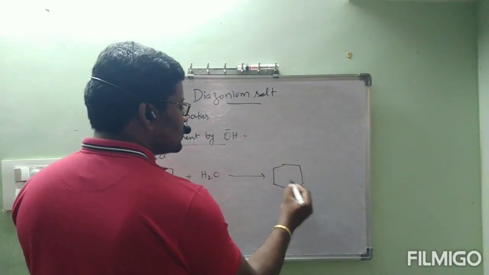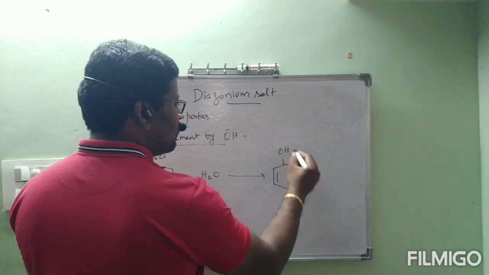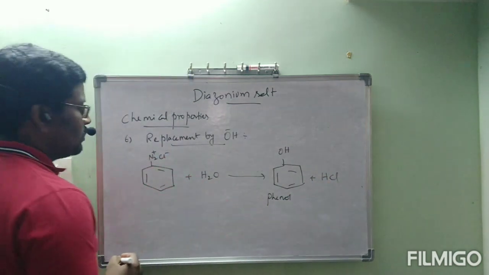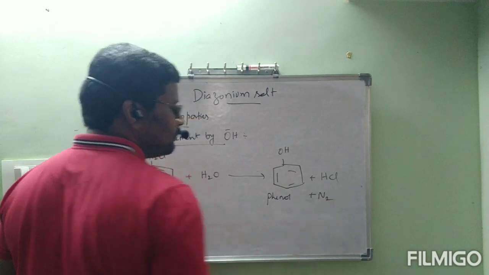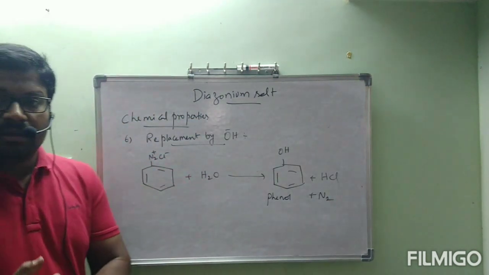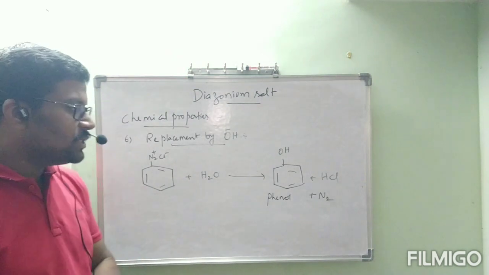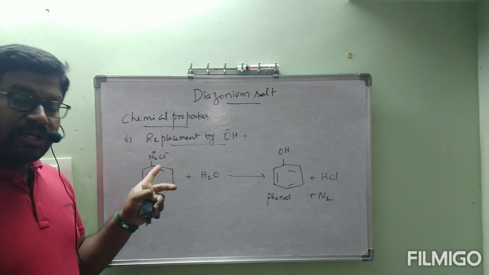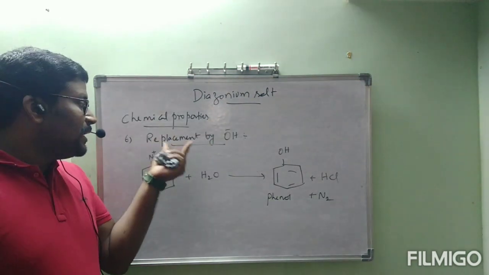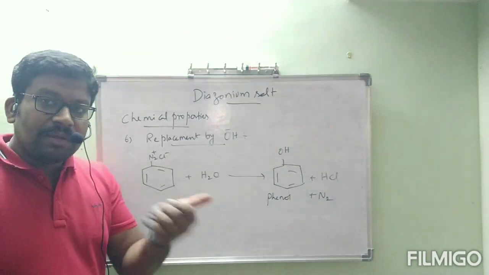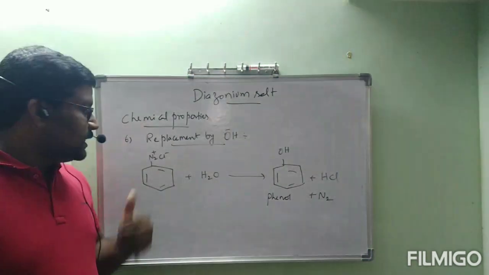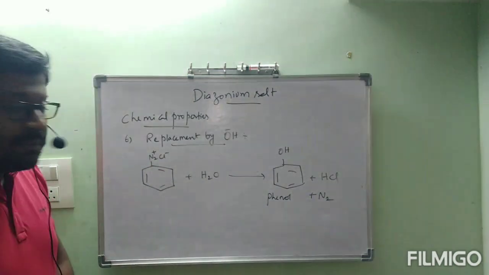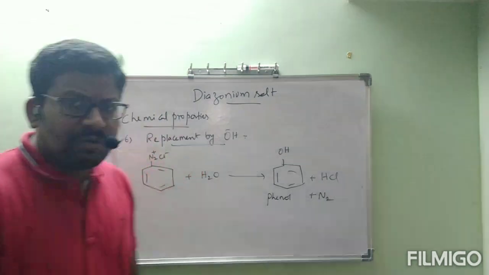This is one of the important conversions. Phenol plus HCl plus N2. Every time N2 is common. Nitrogen gas will be evolved commonly from benzene diazonium chloride. This is replacement by OH. Which group is going to replace this diazonium group? That is the OH group. That is the meaning of replacement of the diazonium group by OH minus. We will get phenol. Instead of N2, we will get the OH group, which means we will get phenol. This is the sixth property, replacement by OH minus. Are you clear?